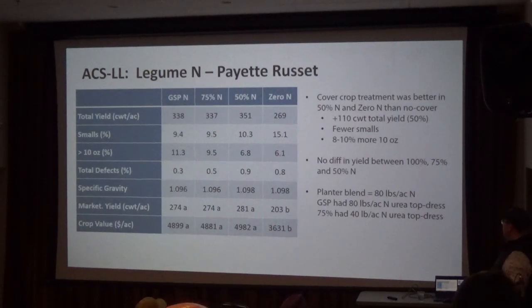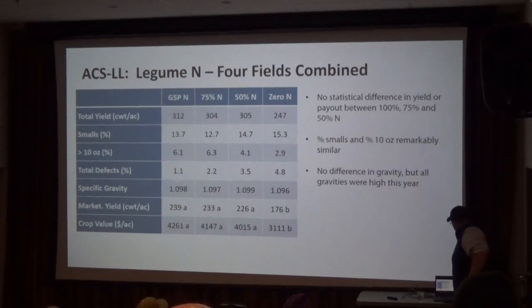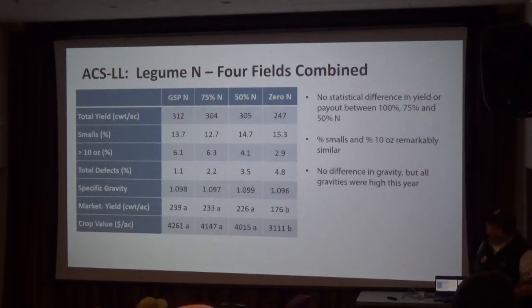So when I put them all together, because they're all pretty comparable, all the same treatments, I put all four together. Basically, there's no difference in yield, no difference in quality, no difference in defects, and no difference in payout statistically between those top three treatments. There is for the 0, which we would expect.